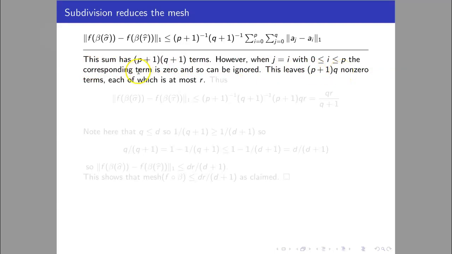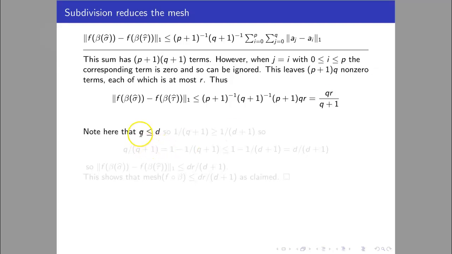And each of those terms is less than or equal to r. That's because r was the mesh, and each of these terms aj minus ai is the length of some edge, so it's less than or equal to r. So we've got this factor (p+1) inverse (q+1) inverse from the outside. Then we've got p plus 1 times q terms, and each term is less than or equal to r, so we get this inequality here. But then we've got some cancellation. This p plus 1 inverse is cancelling with that p plus 1. So we've got this qr over q plus 1.